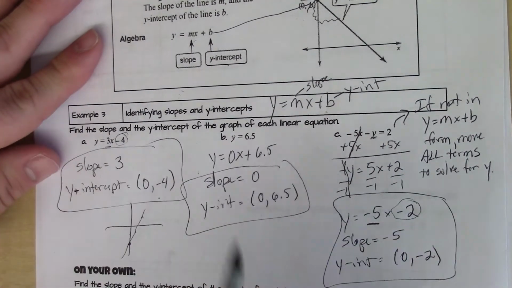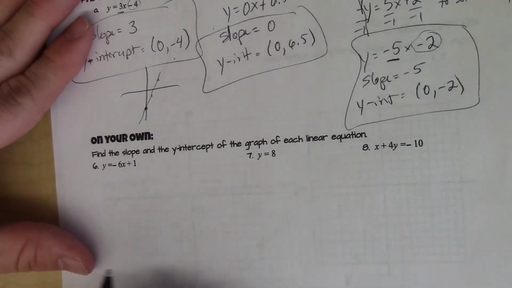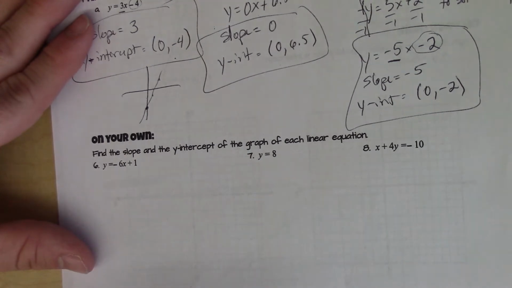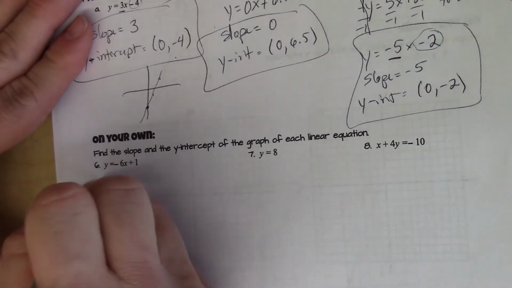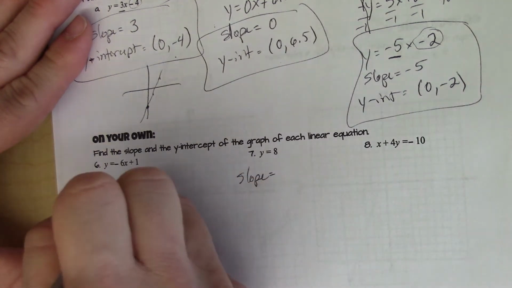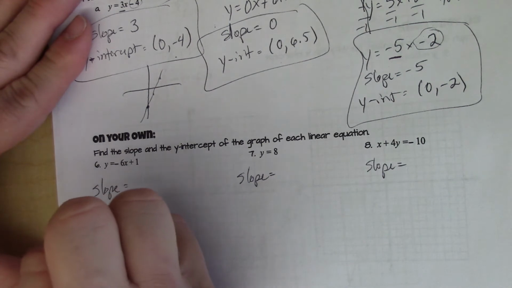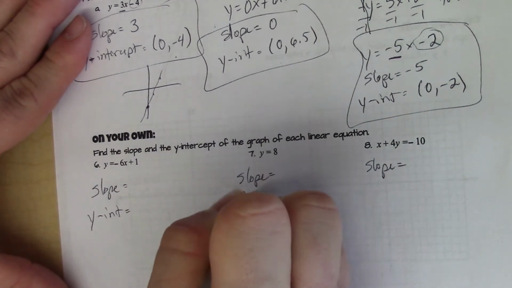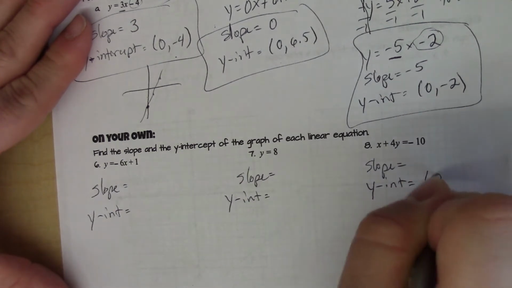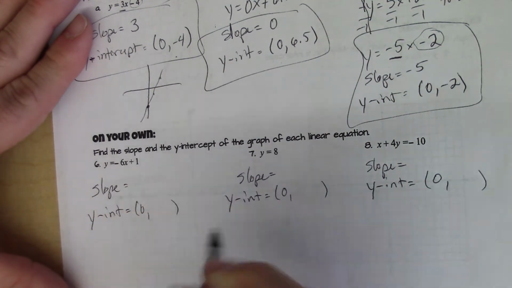Let's have you pause it and try these 3 problems down below. Don't make them harder than what they are. Look at what I did on the problems above. Press pause. Try it. All right. Slope, y-int for each. And even better than that, I know it's 0, comma something, 0, comma something, 0, comma something.